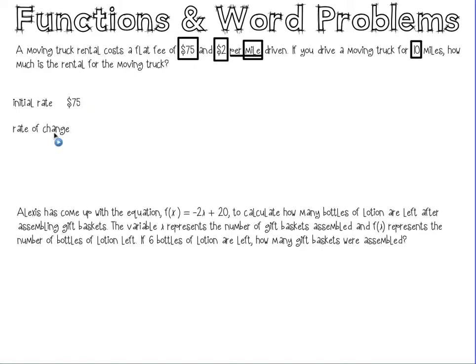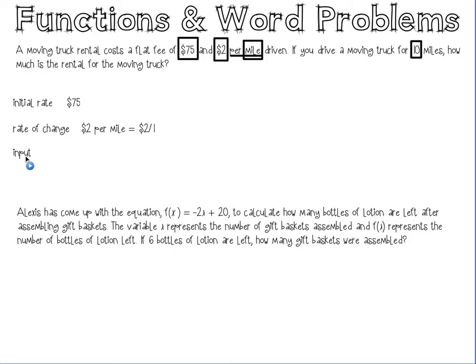The next thing we're going to look at is the rate of change. The rate of change in our y equals mx plus b is our slope. And then we know that the rate of change is that for every mile we drive, we get charged $2. So our rate of change is $2 per mile, or 2/1 when we look at it as a slope.